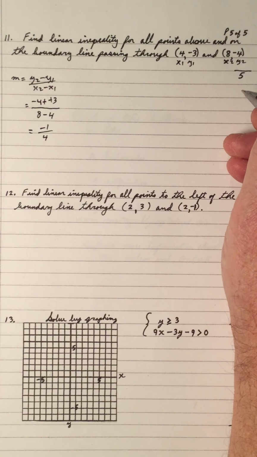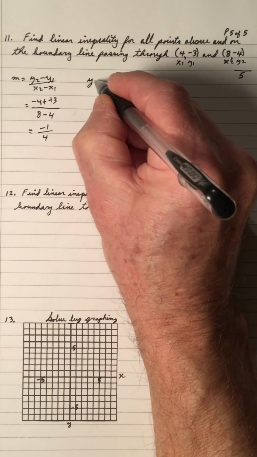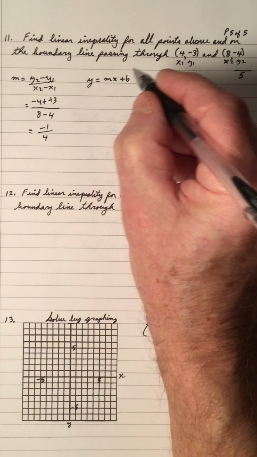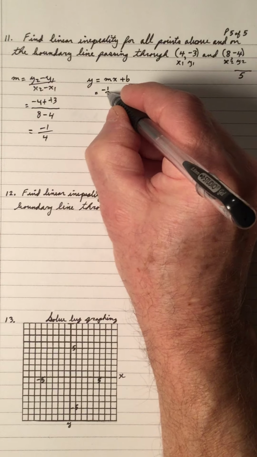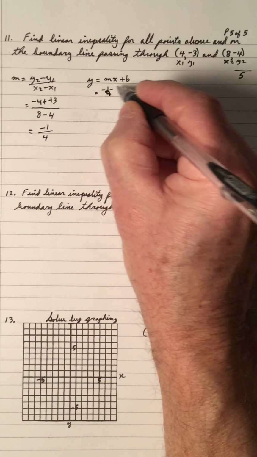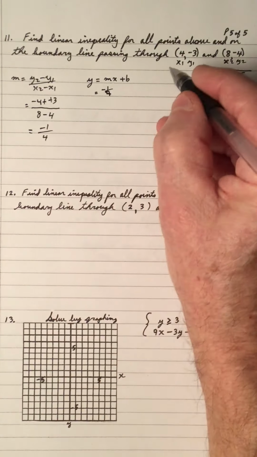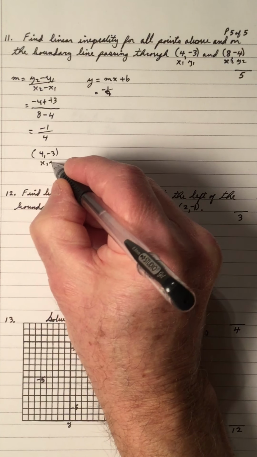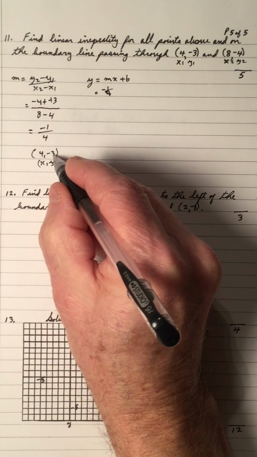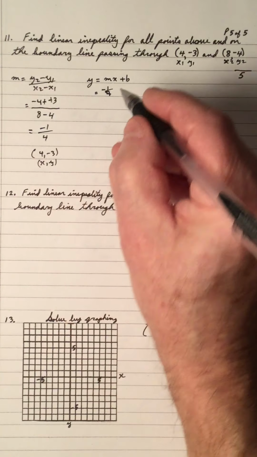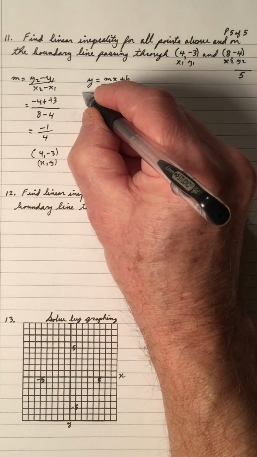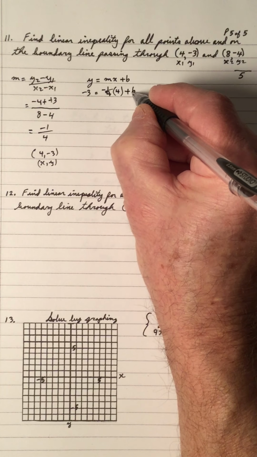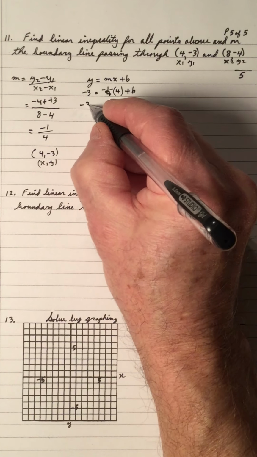Now we need to get the y-intercept. So the equation is y equals mx plus b. We have our slope of negative 1/4, and what we need is one of the points. So let's take the point 4, negative 3. With this slope, you fill in the y to be negative 3, and you fill in the x to be 4.